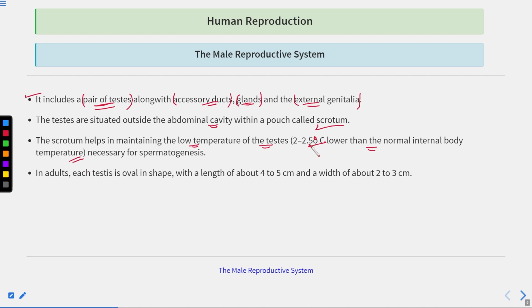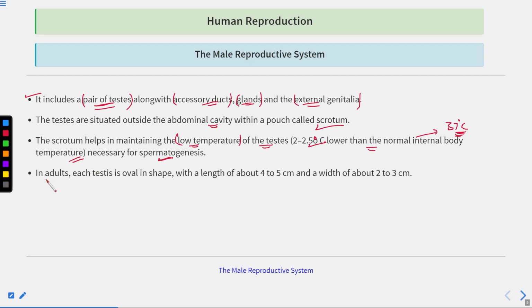Clear? This lower temperature is required for spermatogenesis, meaning the formation of sperms, or spermatozoa. What is the normal body temperature? It is 37 degrees Celsius. But the production of sperms requires a temperature around 2 to 2.5 degrees Celsius lower than this normal body temperature, and then only can sperm production take place. The scrotum helps in maintaining this low temperature required for spermatogenesis.